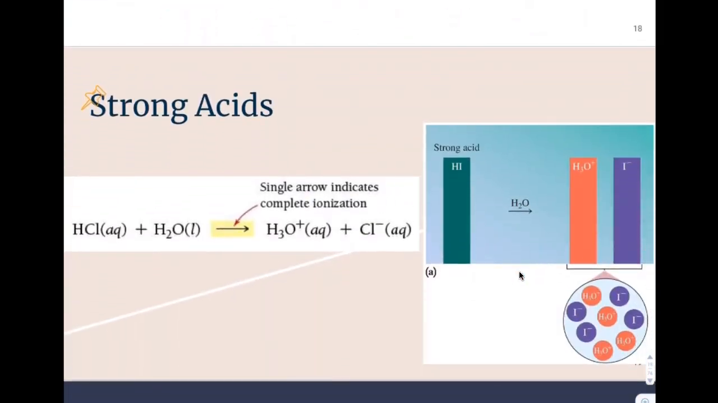So you have a different level of strengths of acids and bases. Strength has to do with how well it breaks into ions. So complete ionization would be strong. And we designate that with a single arrow.